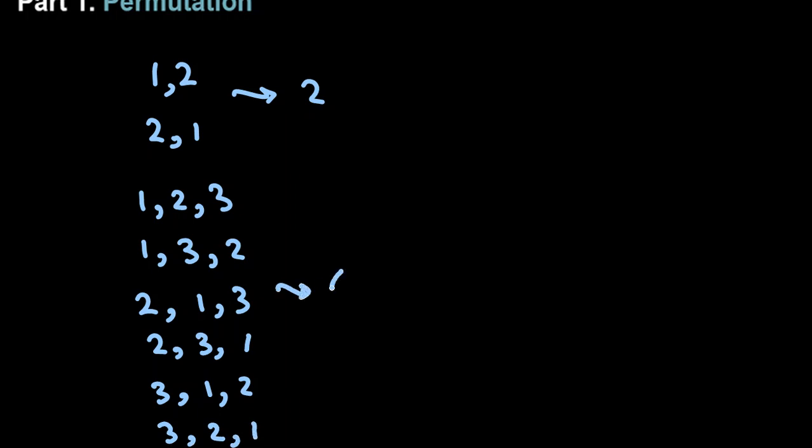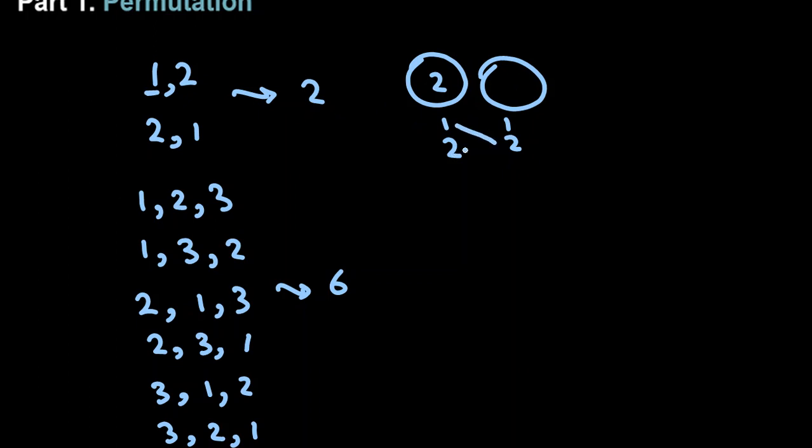So 6 elements. How can we calculate this? For example, here we have 2 elements, so you say 2 circles. The first one can be 1 or 2, and the second one can be 1 or 2. The first one you select is one of them, for example, you selected 1. The next one you can't select that element again. So if you select 1, you select 2; if you select 2, you select 1. So here it is 2 times 1, which is 2.